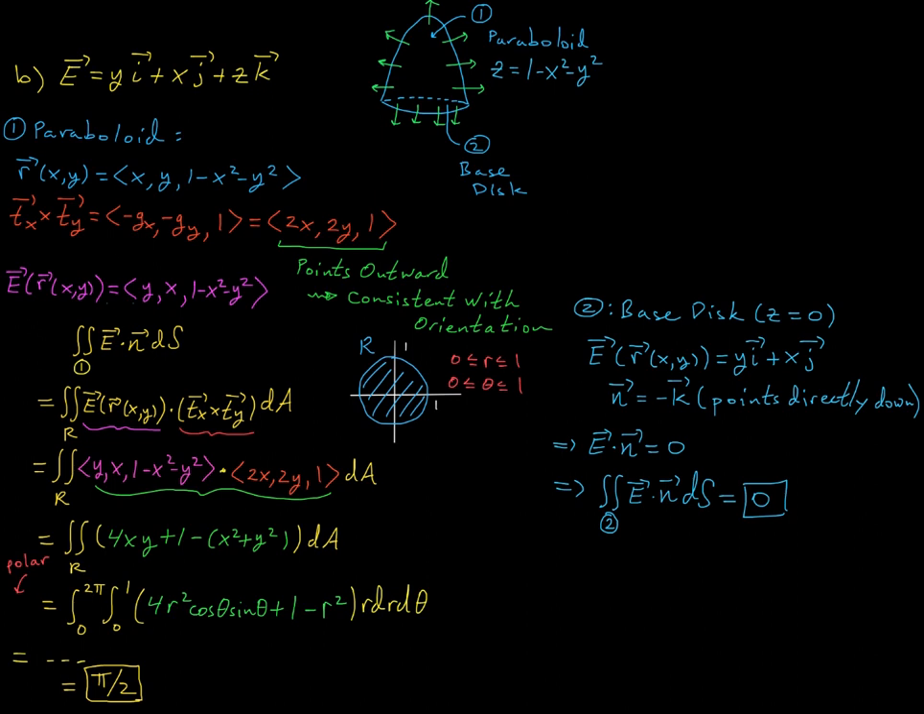All right, so then putting all that together, we get that the net charge enclosed by this surface, right, which is just the boundary of this solid, right, formed by this paraboloid and this base disk, is equal to epsilon naught times the sum of these two values, pi over 2 and 0, and that just winds up being pi over 2 times epsilon naught.